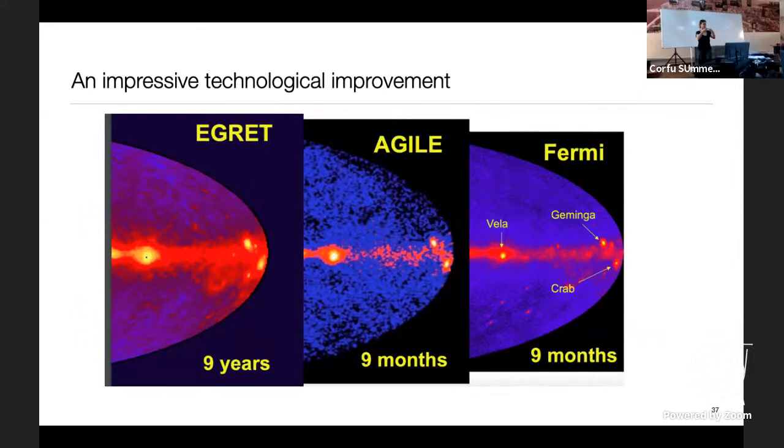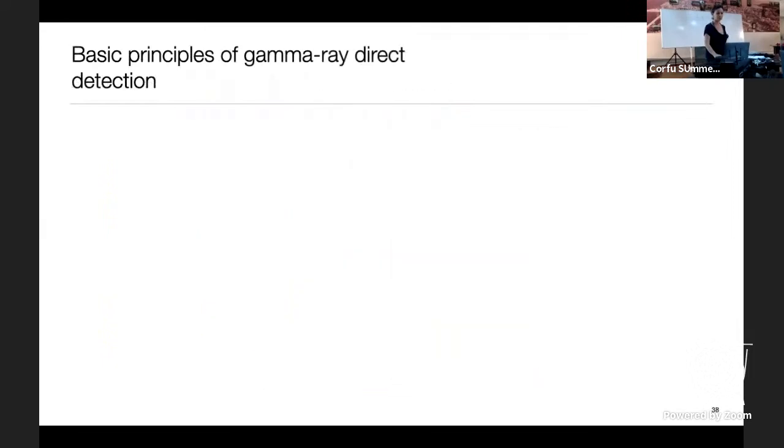And when you have enough photons, you can do many kinds of analysis.